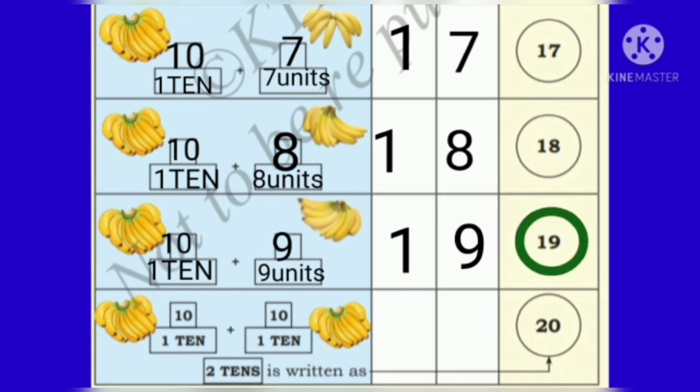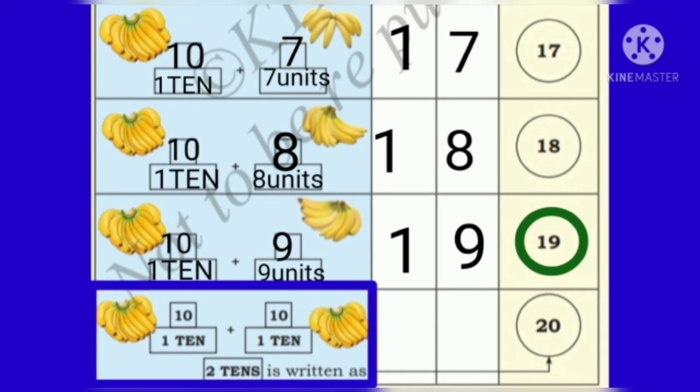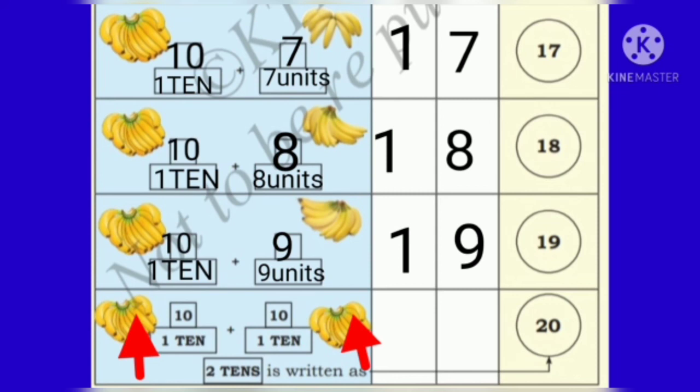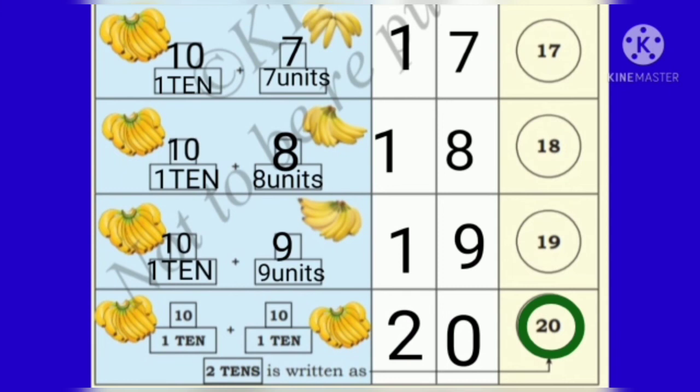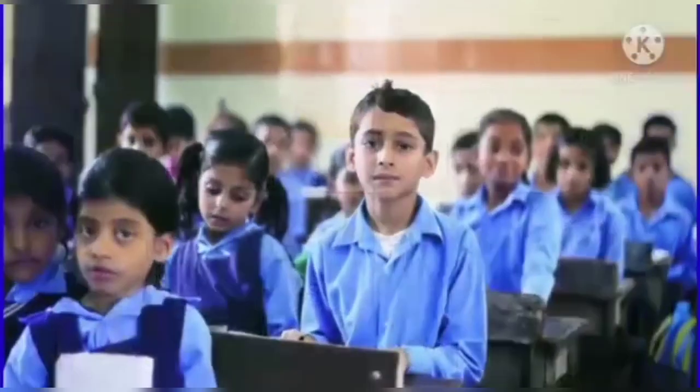Next they purchased 2 bunches of bananas. 1 bunch has 10 bananas. Then how much will 2 bunches have? Yes, they will have 20 bananas. 20 bananas means 2 tens. 2 tens is written as 20.